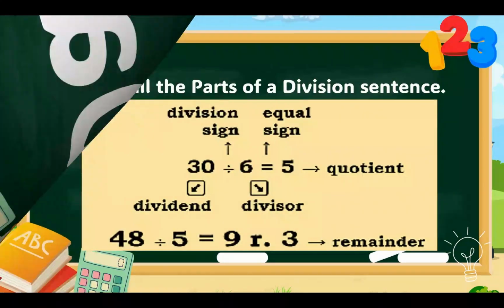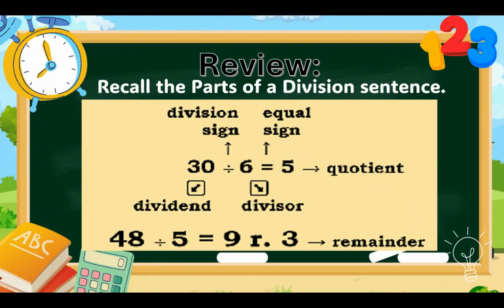Day 2. Now let's have a review. Recall the parts of a division sentence. Now our division sentence is 30 divided by 6 equals 5. Wherein this is our division sign and this right here is our equal sign. 30 is our dividend or the number that is being divided, and 6 is our divisor or the number that divides the dividend. Number 5 is our quotient or the answer for division.